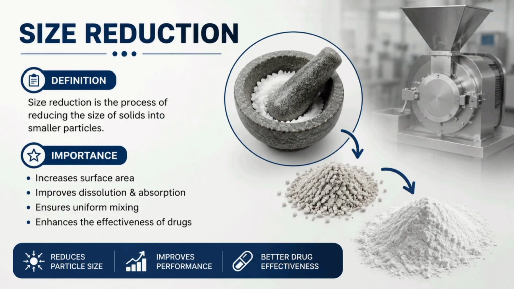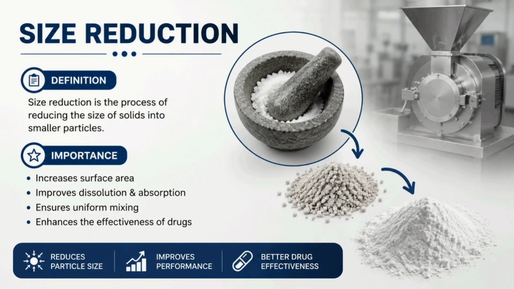For example, hard materials require impact or compression methods. Fibrous materials require cutting action. Soft materials require the attrition method. The main purpose is to obtain a uniform particle size. Uniform particles give better drug distribution in the formulations. Smaller particles increase the surface area, and an increase in the surface area will automatically increase the dissolution and the bioavailability of the product.